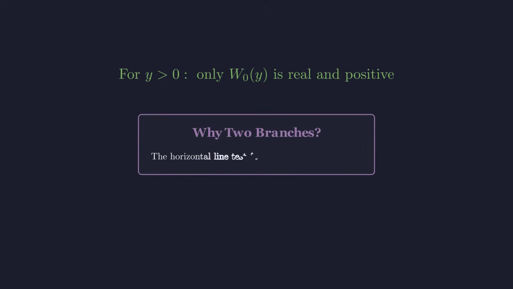The two branches exist because the function x times e to the power of x is not one-to-one on its entire domain. Between negative infinity and negative 1 over e, each y value corresponds to two different x values, necessitating two branches for the inverse.